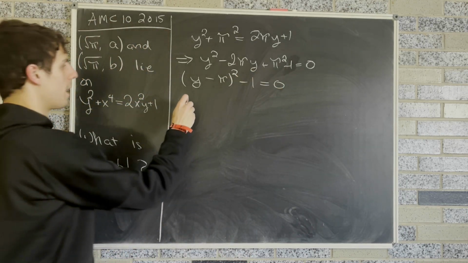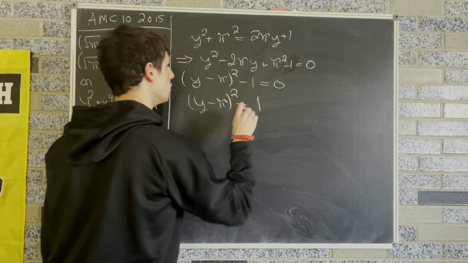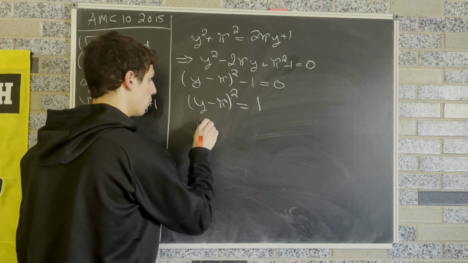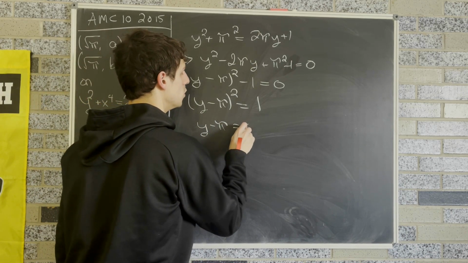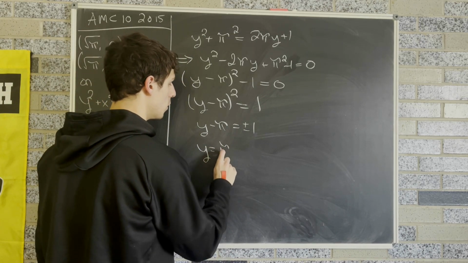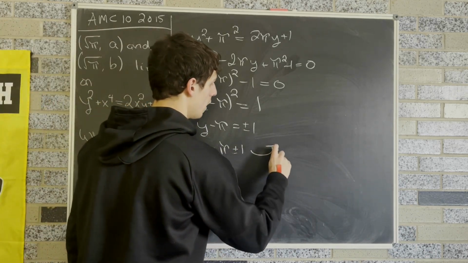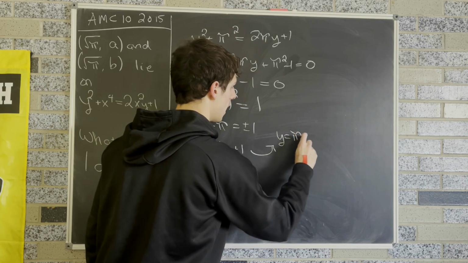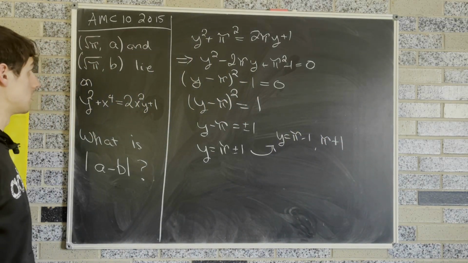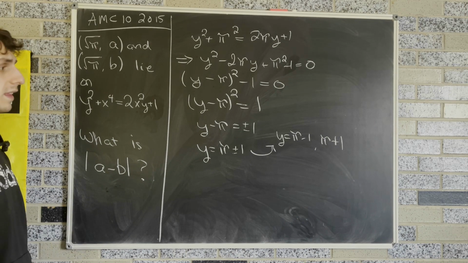And we'll go ahead and move that back over to the other side. So we get y minus pi all squared is equal to 1. And then we'll take the square root of both sides. So we get y minus pi is equal to plus or minus 1. And then we get y is equal to pi plus or minus 1. And those are our two solutions. So we know that y is equal to pi minus 1 and pi plus 1 when we plug in the square root of pi. But now all we need to do is find the difference between the two.